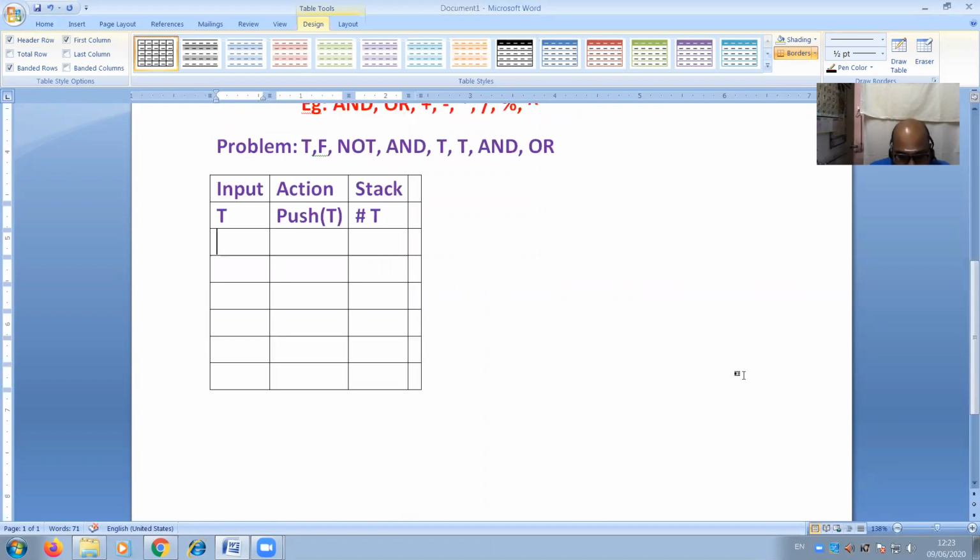The next value seems to be false. As I said, false is a value itself. So I am pushing it. So this false is going to reside on top of the stack, that is, on top of true. Now false is the topmost value and true is the second topmost value. Then I'm trying to scan the third input. My third input is an operator, and that too it is a unary operator.